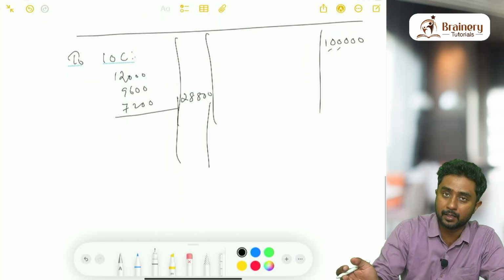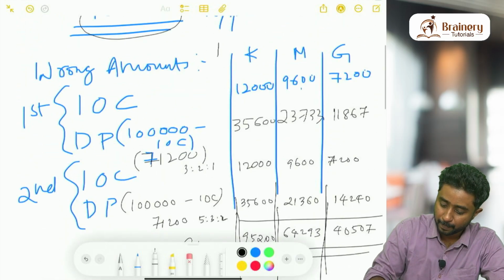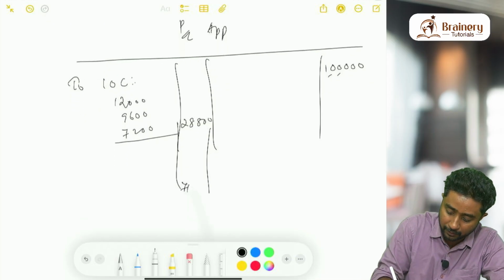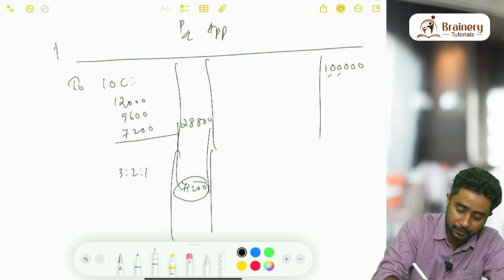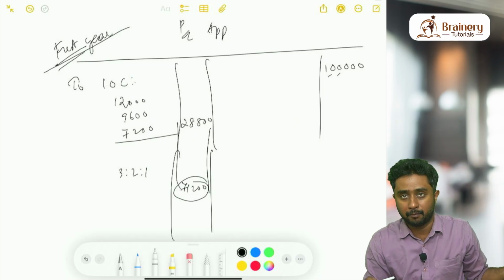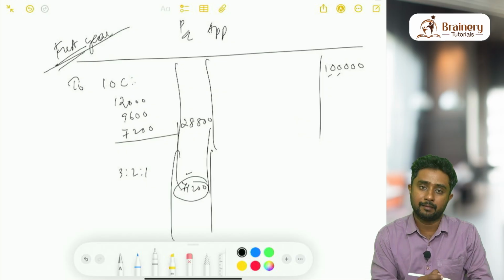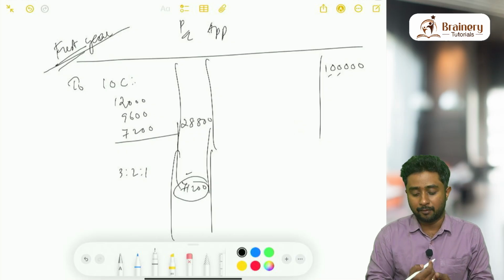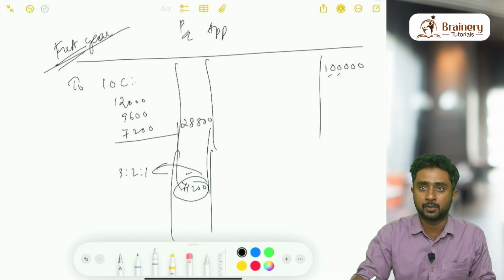Now after finding out the difference between credit side and debit side, you will be getting 71,200 as the divisible profit. This divisible profit is what they have shared in the ratio of 3:2:1 in the first year. This is first year's appropriation account. Similarly, second year's appropriation account also you have to imagine, or you have to just subtract the values and find the final divisible profit. So divisible profit anyways is not going to change for both the years. Both will be 71,200 only, but the ratio in which they are going to share the divisible profit changes.